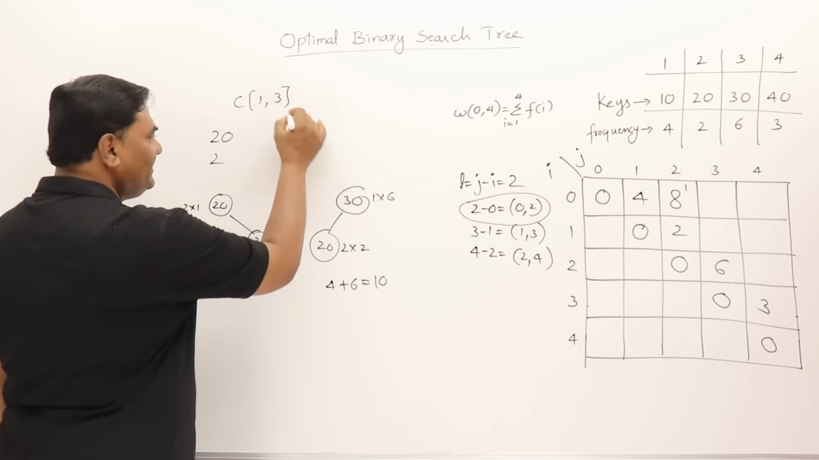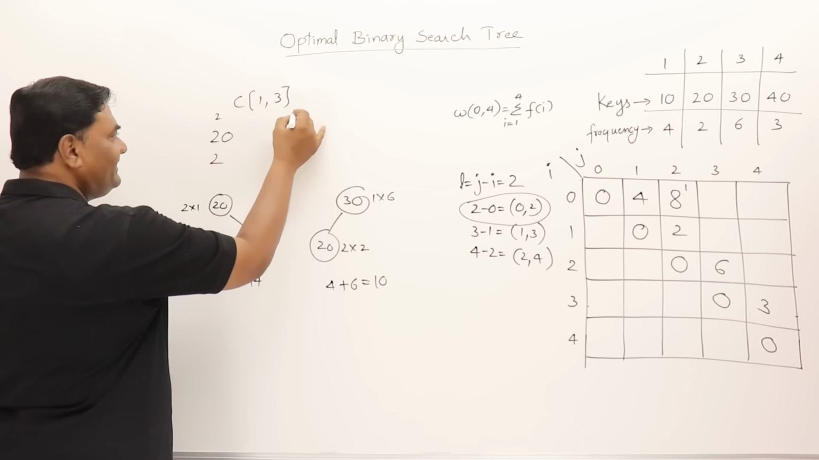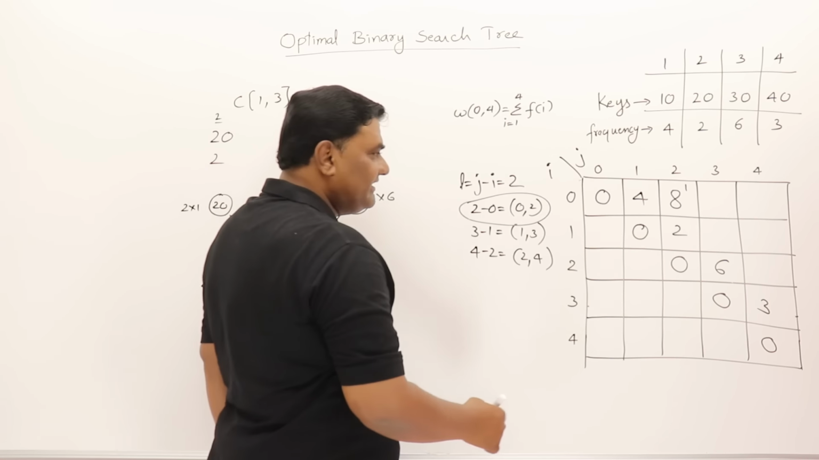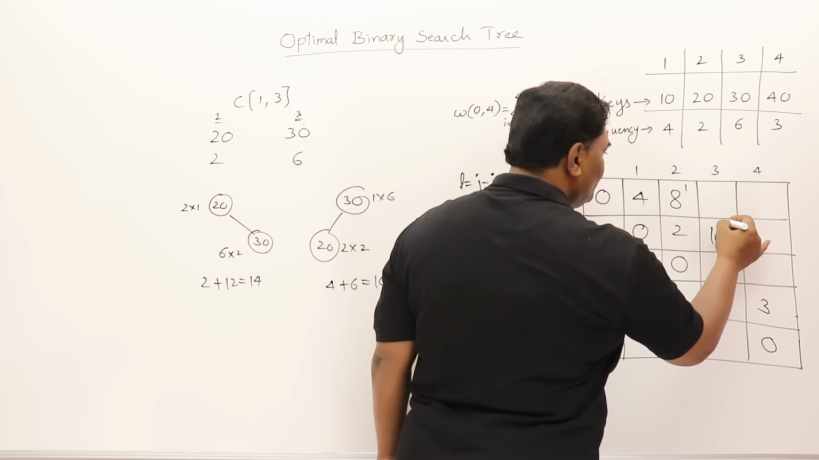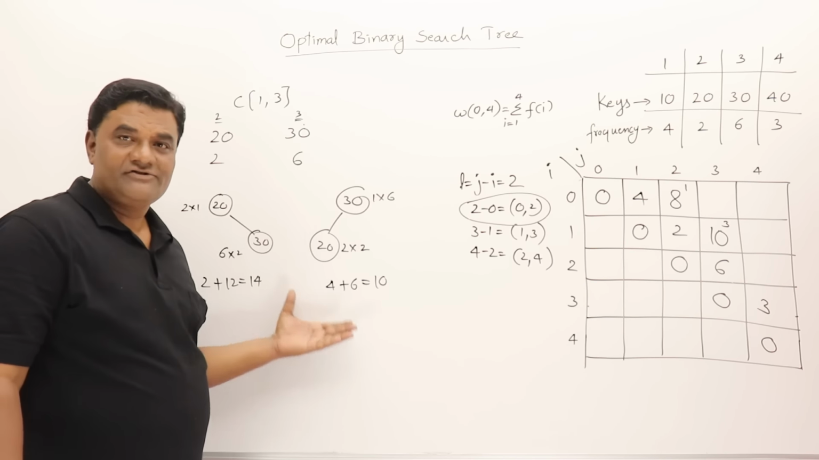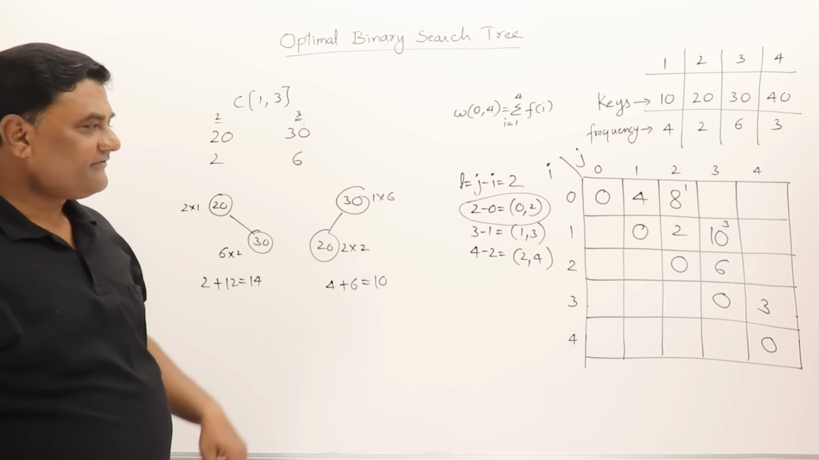Who became the root here? The third key. This is the second key and this is the third key, so the third key became the root here. So this is 10 and the third key became the root. I will not use the formula, I have already shown you. Now let me finish another value also.